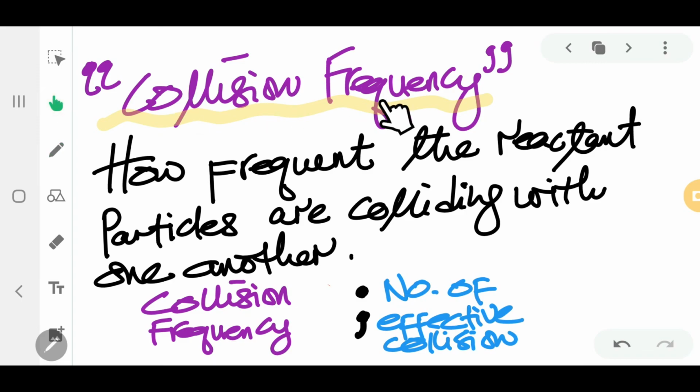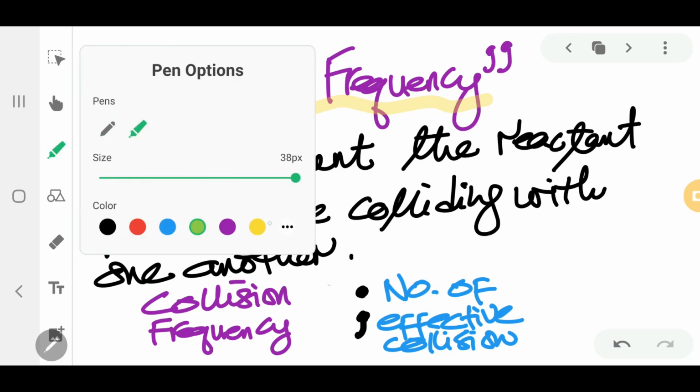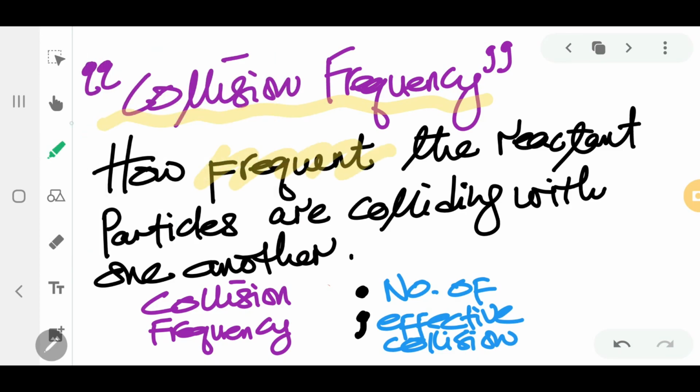So collision frequency refers to how frequently the reactant particles are colliding with one another. The key word over here is frequent. Okay? Is it going to be low frequency or high frequency for the particles to be colliding with one another? Remember, for a reaction to happen, the first thing the molecules need to do is collide.